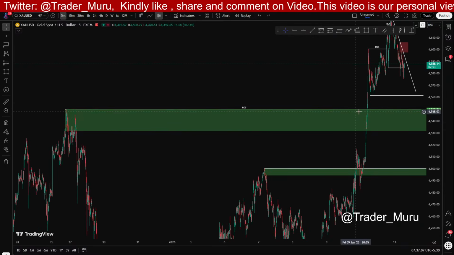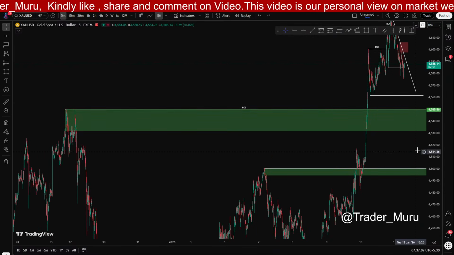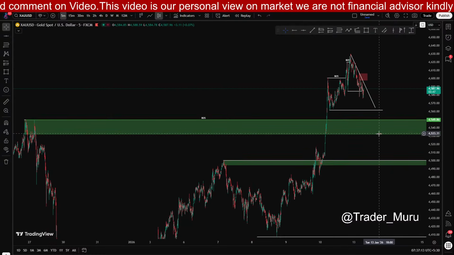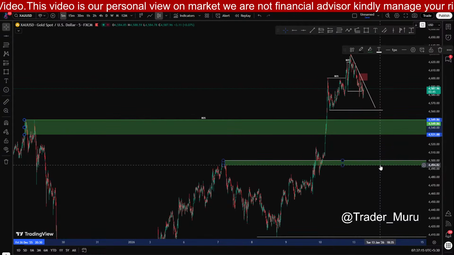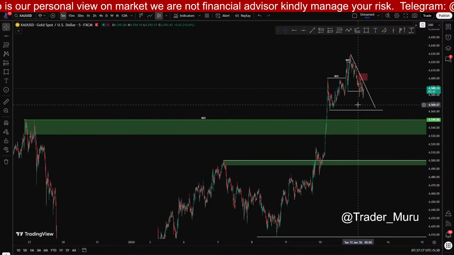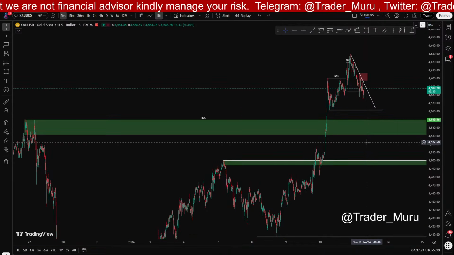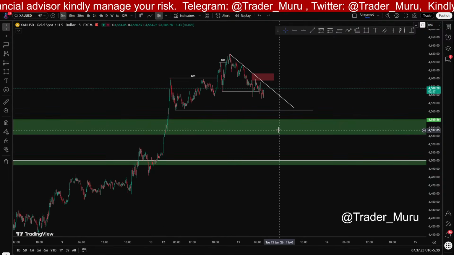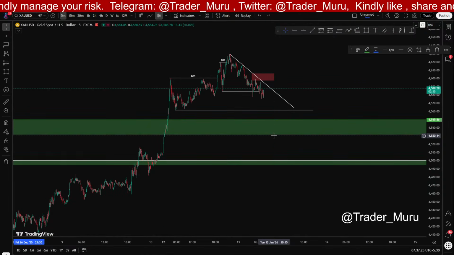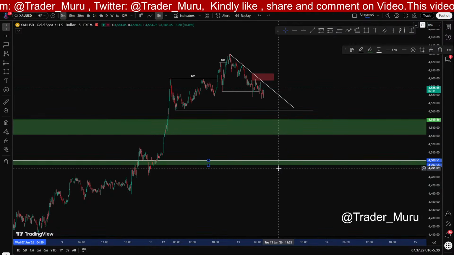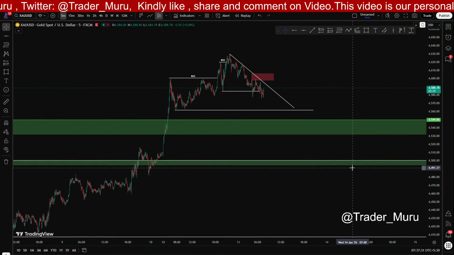Most of my entries are based on my POIs, guys, and as you have seen, my stop losses are just below my POIs. You can clearly understand that. If I am going for long from here, then my stop loss will be below this. If I am going long from here, my stop loss will be below this.